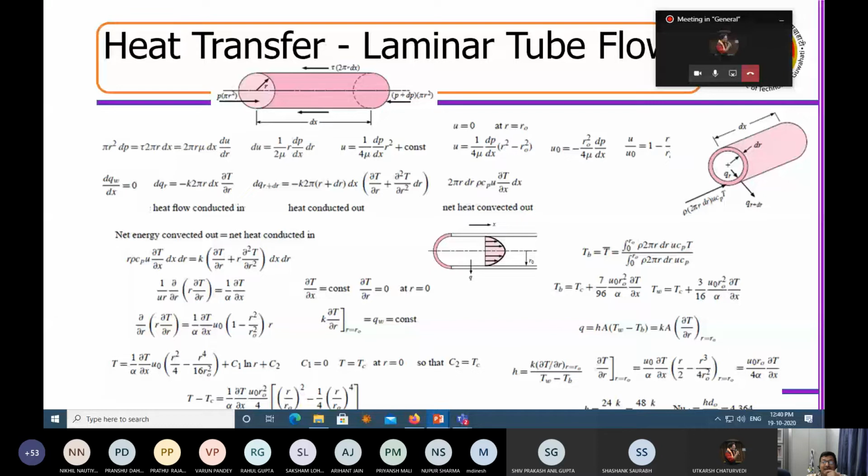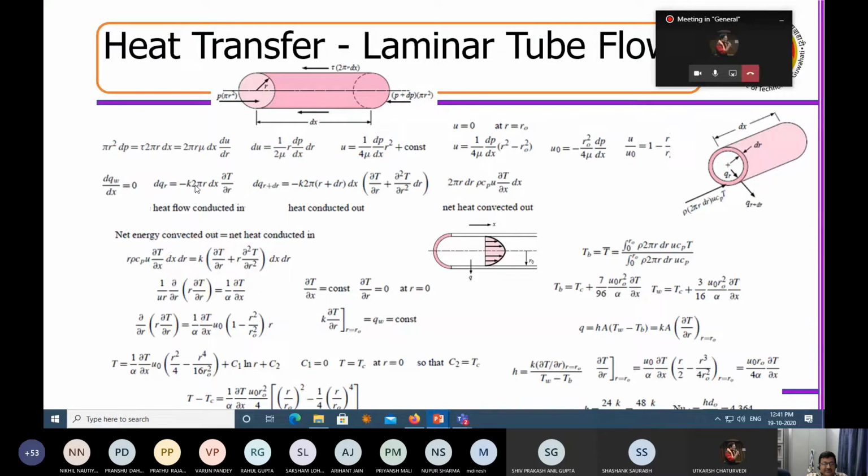Now once that is done, you can take this for heat transfer. Suppose there is a hot fluid flowing through the pipe, and the pipe wall is cold. Now this can also be modeled from the differential equation. How is that so? You can see that the net energy convected out, you can write from the shell balance equation.